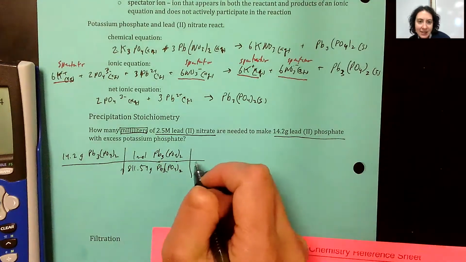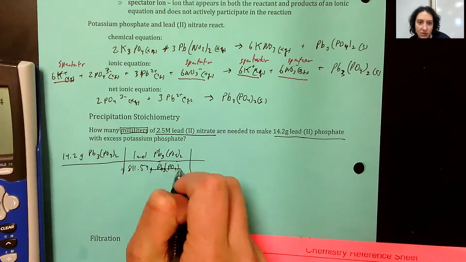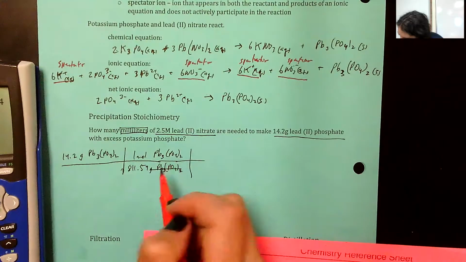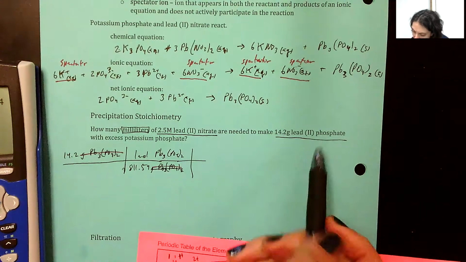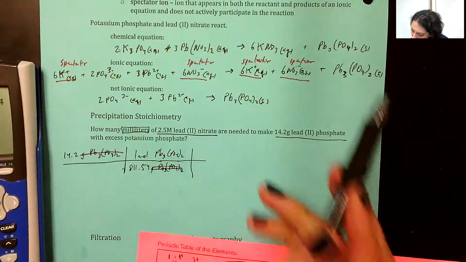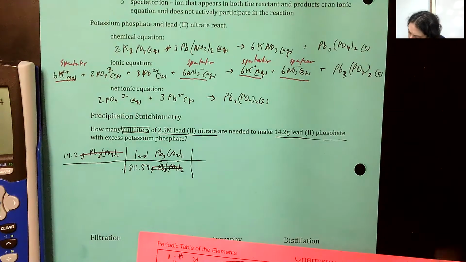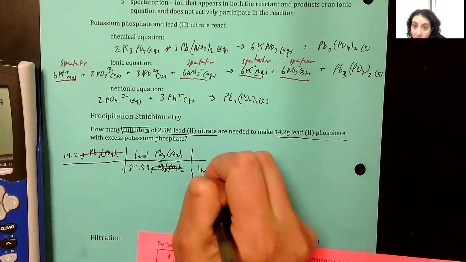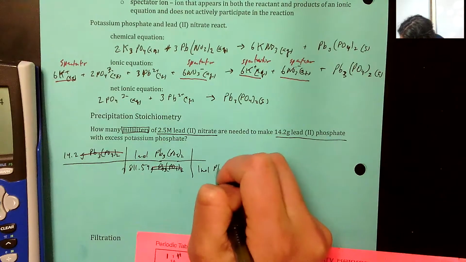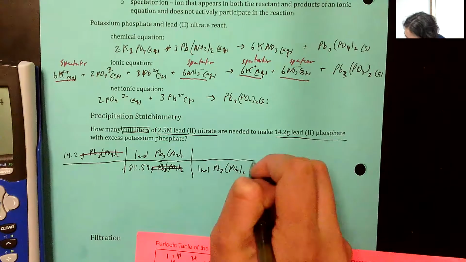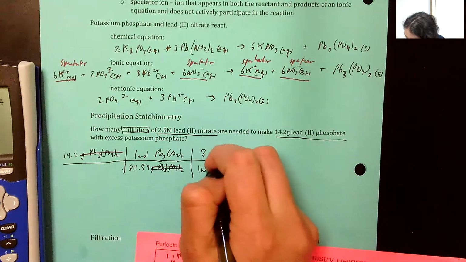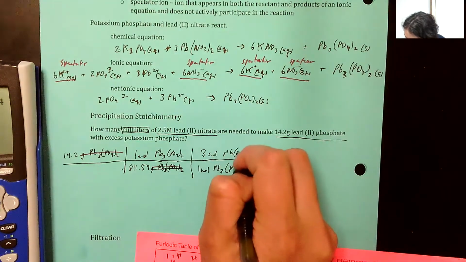Okay, the next step is to cross that out. Here, I'll use a red pen. Why not? That could be fun. Get a color in there. Now we've got moles of lead phosphate. We need to see what's the connection between lead phosphate and lead nitrate, so a molar ratio. So it looks like for every 1 mole of lead phosphate, based on our balanced chemical equation, it takes 3 moles of lead nitrate.